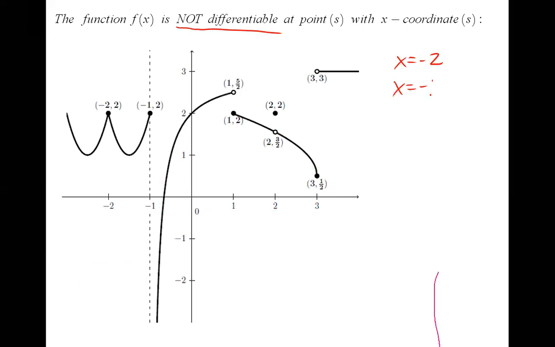-1. Okay, because we do have discontinuity. -2, we have sharp corners. And we remember, one tangent line, another tangent line. They're not the same. This one, we have discontinuity.